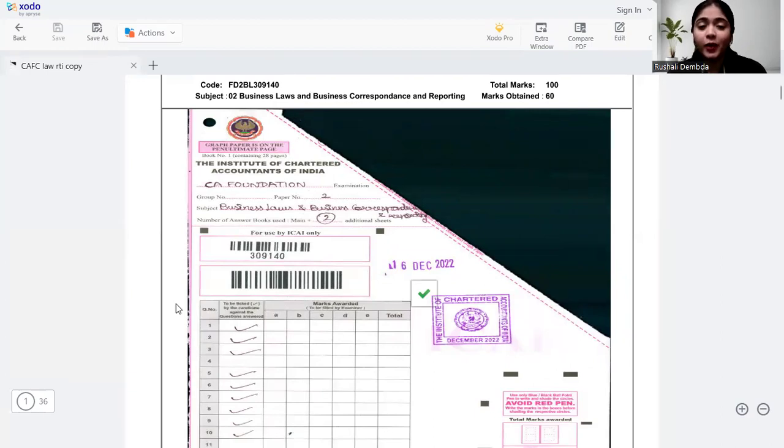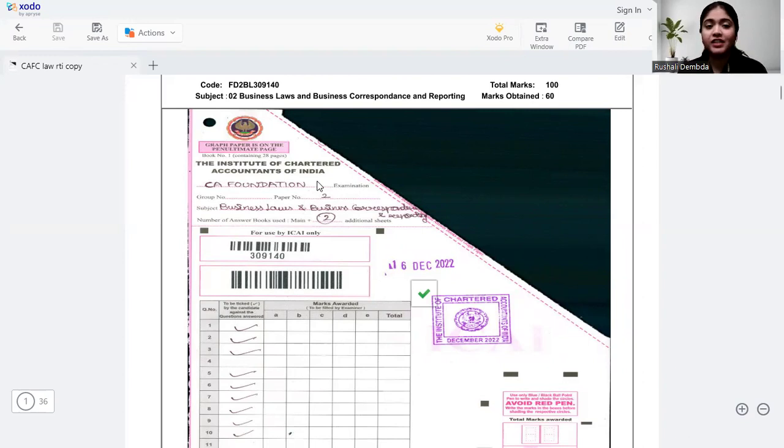And today we are going to see how to present the CA Foundation Business Law and Business Correspondence Reporting paper. This will help you present your paper nicely along with your theory papers: how you have to write the answers, which questions we need to attempt first, and how the paper presentation should go. All these things we'll be discussing.